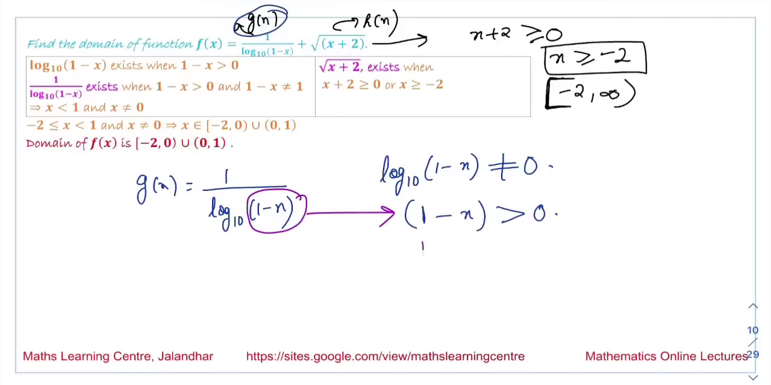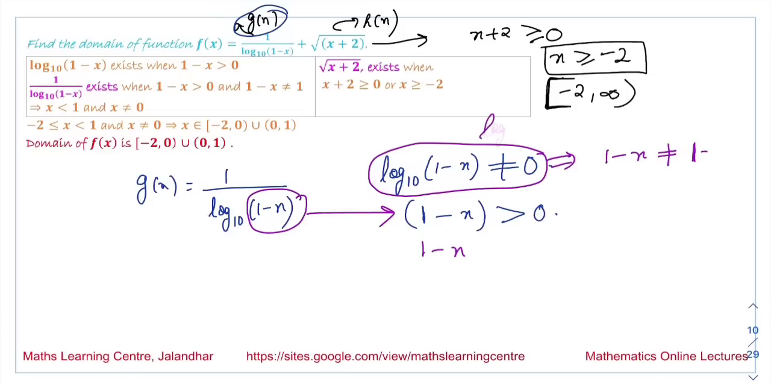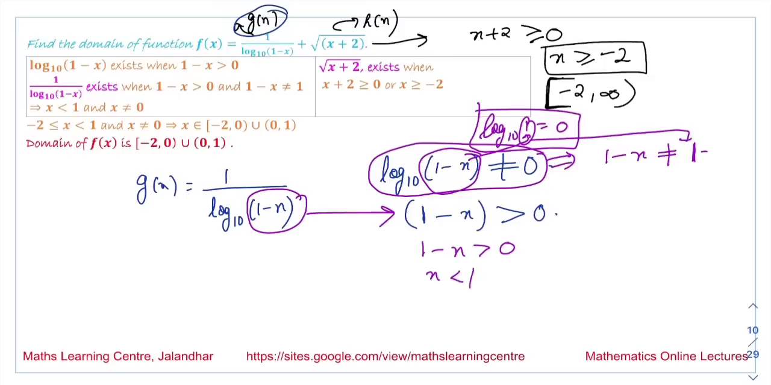So from this condition, what we are getting is that 1 minus x should not be equal to 1, because we know that log 1 is equal to 0. That means this value should not be equal to 1, and from this condition we are writing x is less than 1. So x is less than 1. From this we are getting x is not equal to 0.